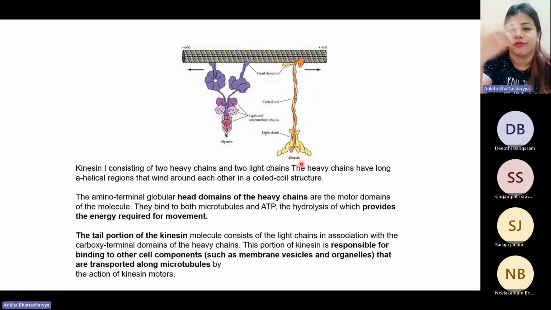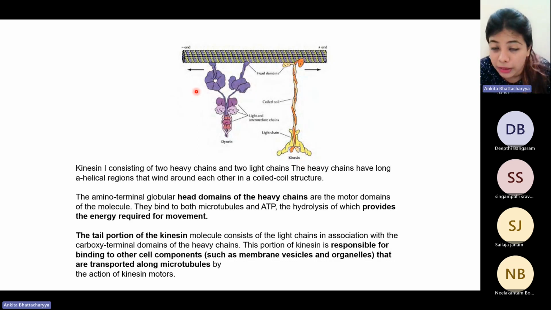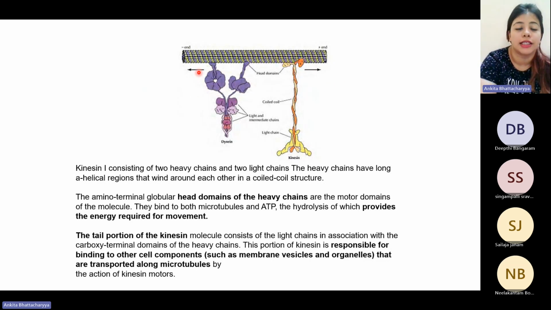If I just flip the diagram, it might have been easier for you to visualize, but this is exactly how it occurs inside the cell as well. The arrows that you see here indicate the directions in which they normally move. Again, there is a lot of subclassification under it, but kinesins are shown to move towards the plus end, and the dyneins are shown to move towards the minus end.